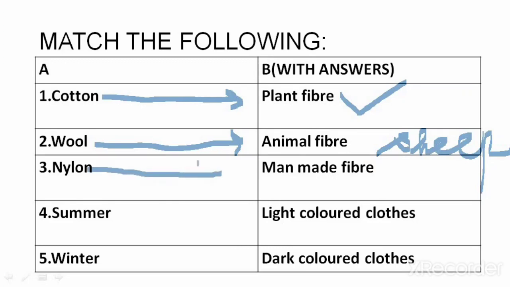Nylon and polyester, these are the two fibers that are man-made, and they are also known as synthetic fibers. The other name of man-made fiber is synthetic fibers.